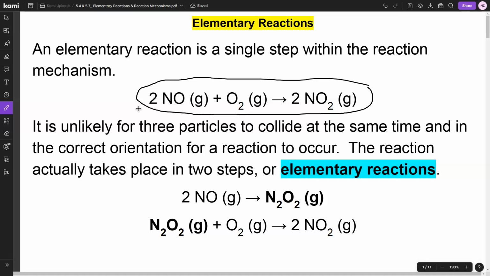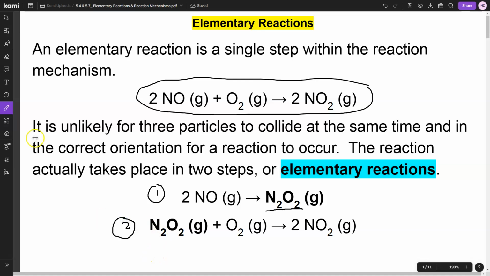So in a perfect world, everything happens at the same time, and boom, you've got a product. But it's really unlikely for that to happen in one single step. So this reaction actually occurs in multiple steps. Those are called elementary reactions. So step number 1, we have 2 moles of nitrogen monoxide. Those are going to combine to form N2O2. N2O2 will then combine with oxygen to form the 2 moles of nitrogen dioxide that we want.